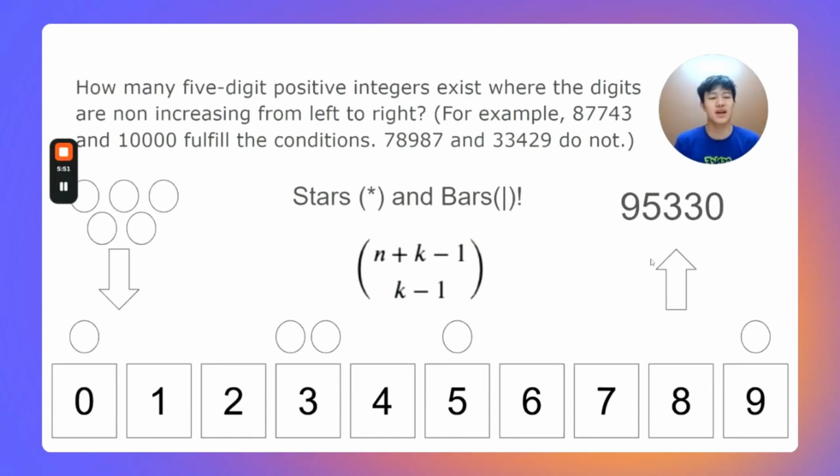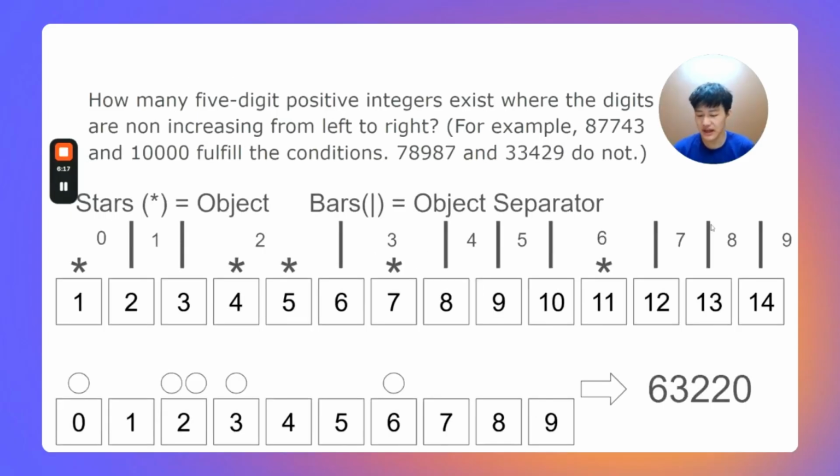95,330. Now, this type of problem where identical objects are distributed across distinct containers has a special formula called stars and bars. It works by representing the n objects as stars and k-1 bars to separate and distinguish between the different categories. In this case, we'd have 5 stars for our 5 balls and 9 bars for our 10 buckets. Now, we only need to count the number of arrangements of these stars and bars because each arrangement of these stars and bars leads us to one number.